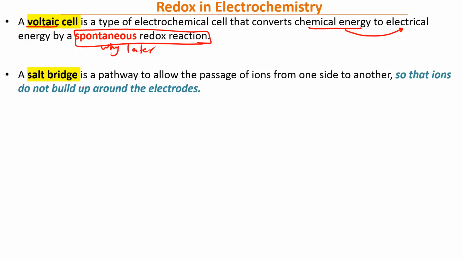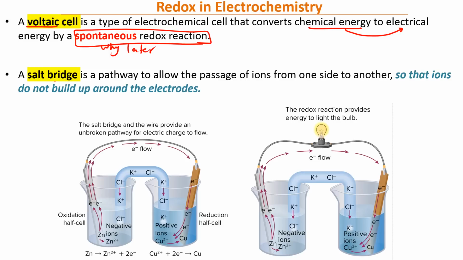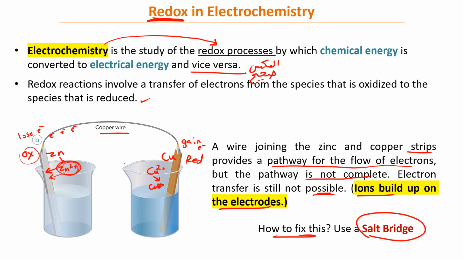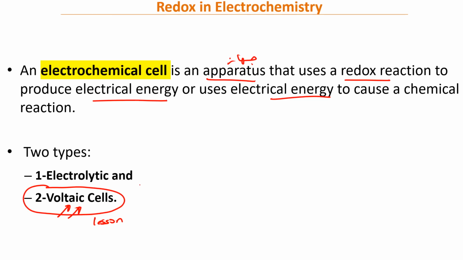Okay. الحين, what is a salt bridge? A salt bridge is a pathway to allow the passage of ions from one side to another so that ions do not build up on the electrodes. Can you see this thing here? This is the salt bridge. يعني نحط فيها salt ionic compound, نحط فيها ايونات. Okay. شو معنى هالكلام؟ If we go back ما كان في salt bridge هني صح؟ So the pathway is not complete and ions build up on the electrodes.